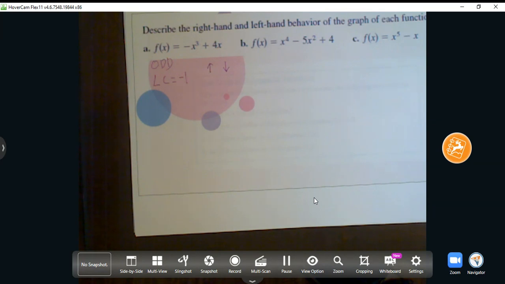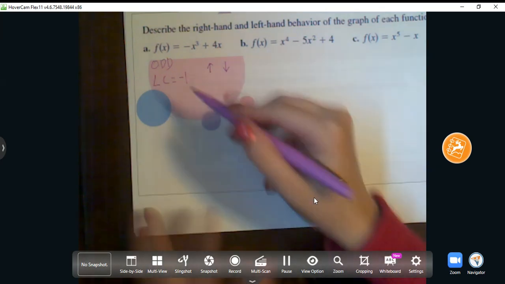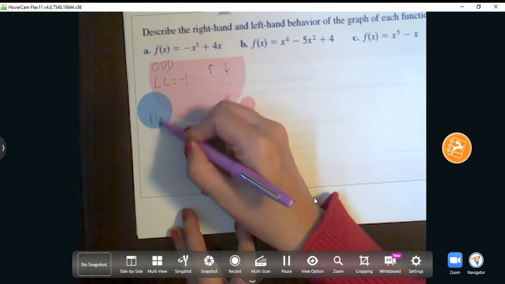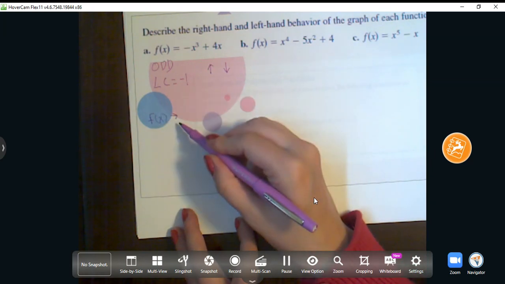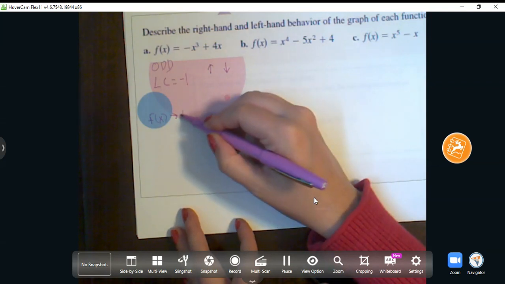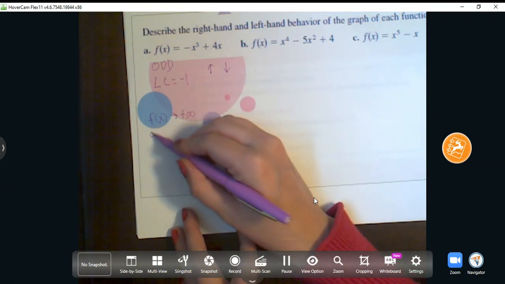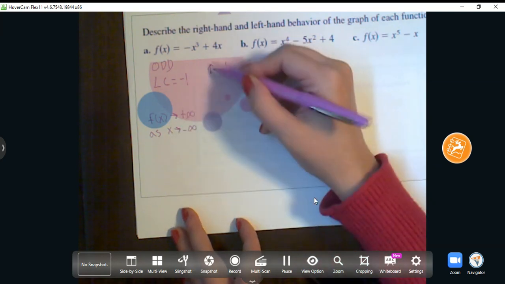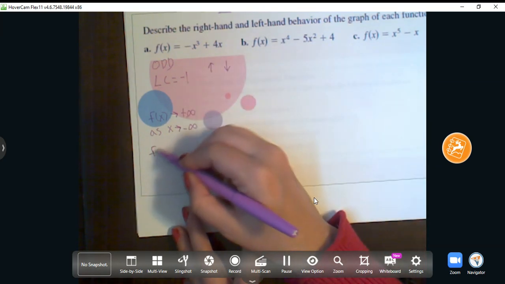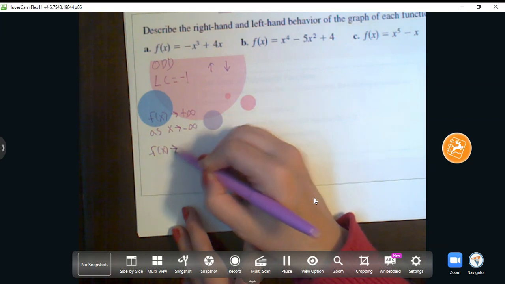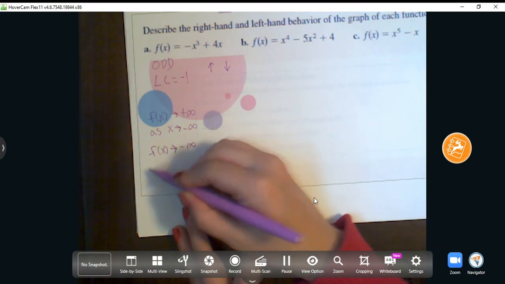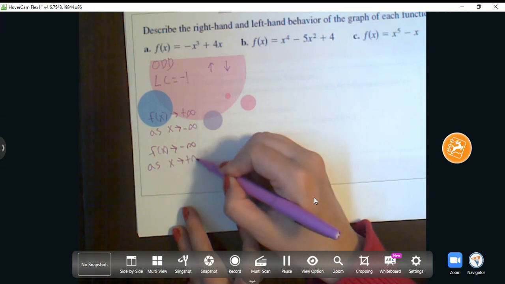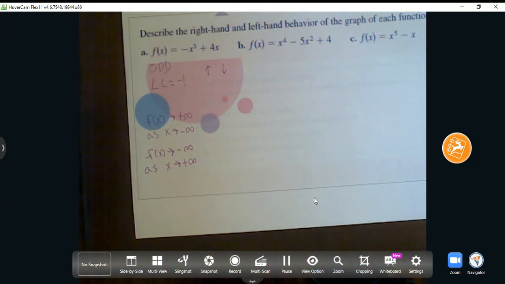But again, we don't just want to say up and down. We want to use that correct notation. So I'm going to say f of x goes towards, that's what the little arrow means, positive infinity as x goes towards negative infinity, because I'm talking about the left side. And then we would say f of x goes towards negative infinity as x goes towards positive infinity.